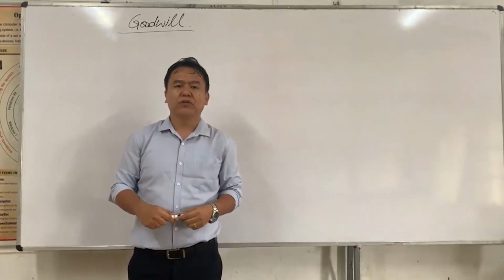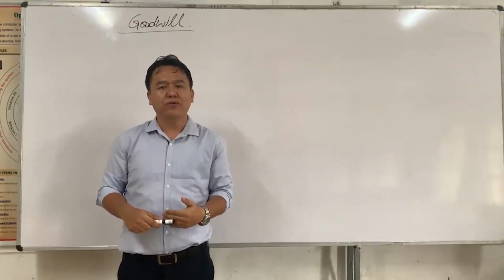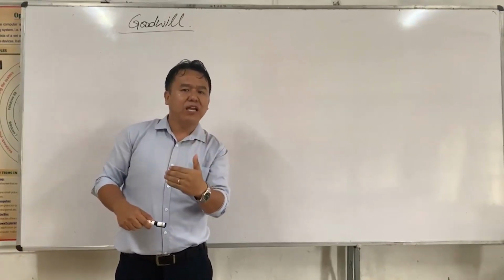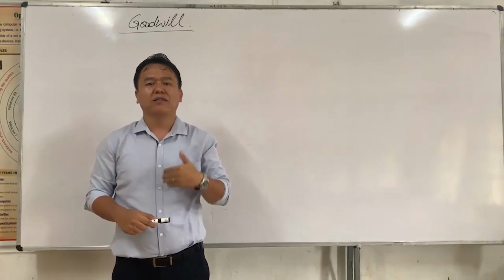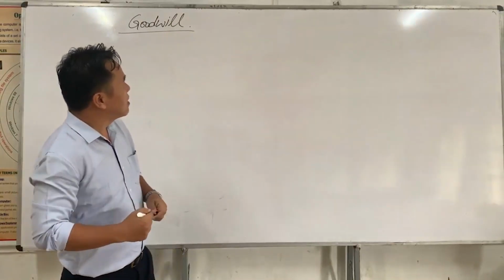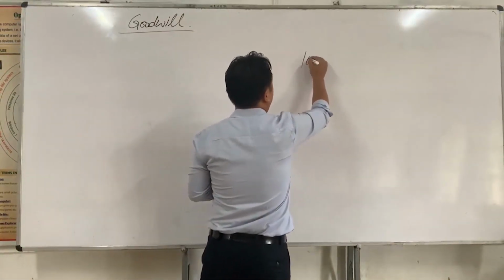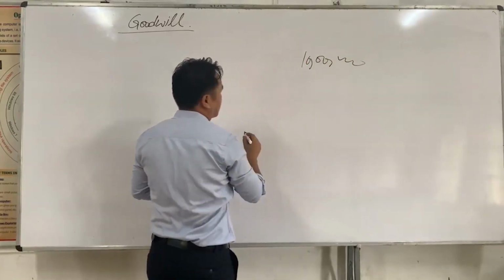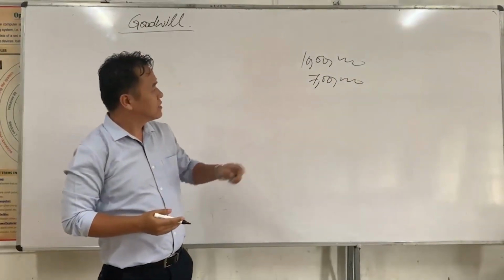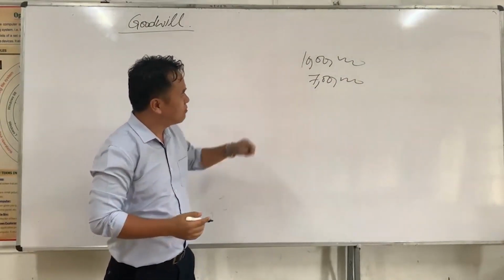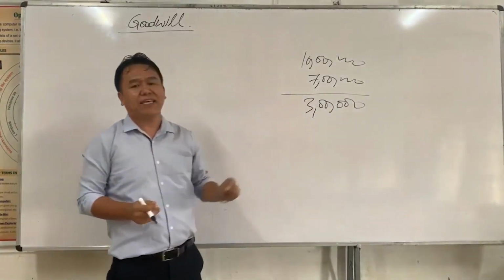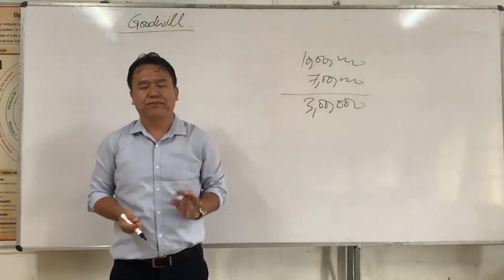In other words, goodwill means a firm's value which exceeds its net worth, which means a firm's value beyond its physical assets and liabilities. Suppose a firm has assets worth rupees 10 lakh and liabilities of rupees 7 lakh. If we deduct 7 lakh from 10 lakh, we get 3 lakh. So this 3 lakh is the net worth of the firm.